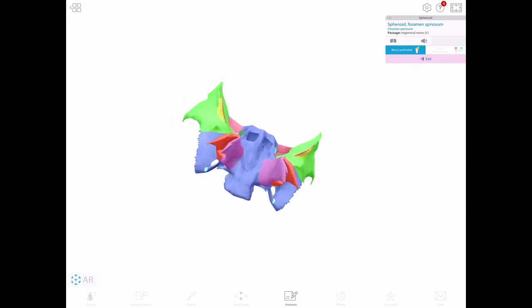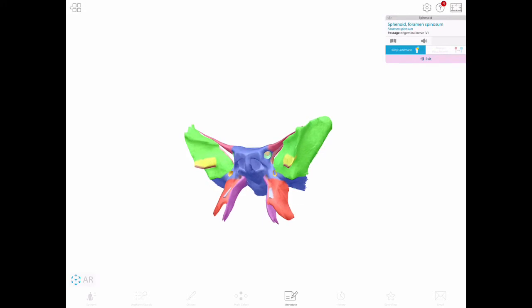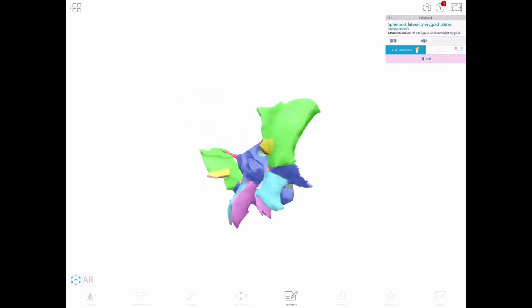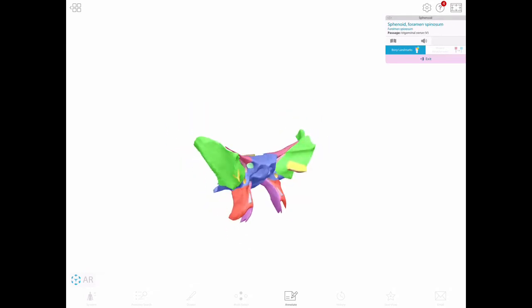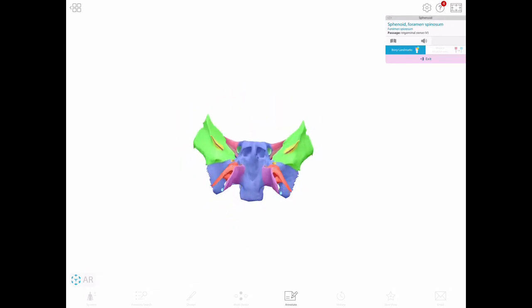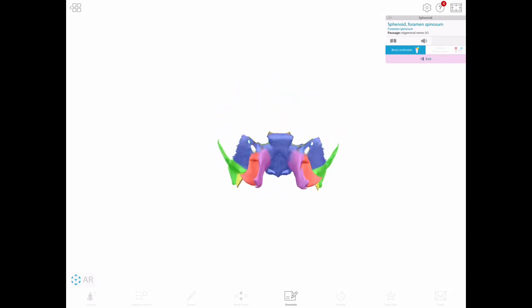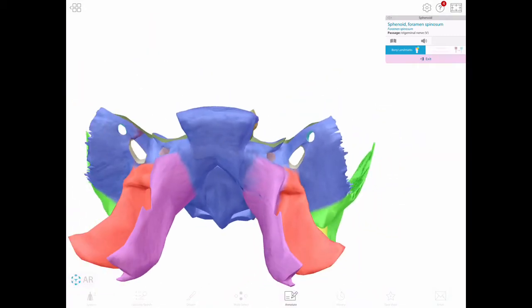Hello, I am sphenoid and I am a bat. This is my greater wing. This is my lateral pterygoid plate. And now, are you ready to see the spine of the sphenoid bone? You can find that on my butt. Right there you see the little tiny circle. That is the spine of sphenoid bone.